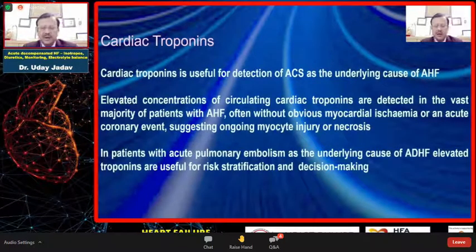The biomarkers, cardiac troponins, are elevated in acute heart failure, and they do help in detection of ACS, but it's important to understand that there may not be an obvious myocardial ischemia or an acute coronary event. In patients who have an underlying pulmonary embolism and acute heart failure, we all know that it's a very important tool.